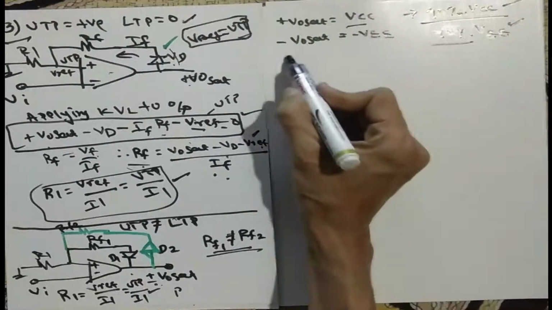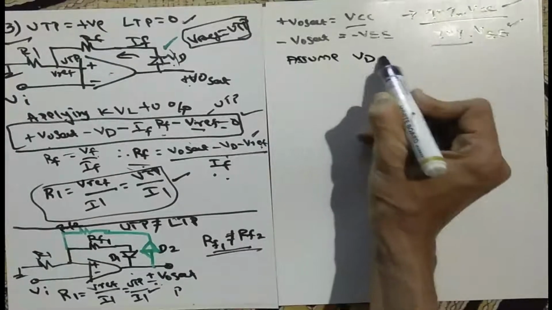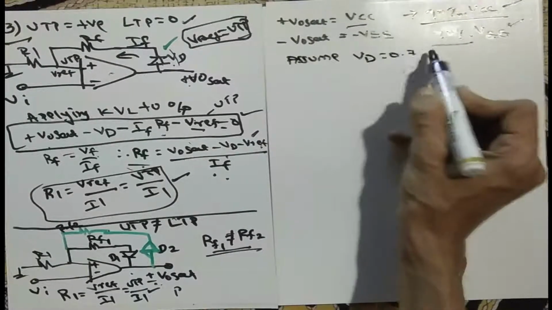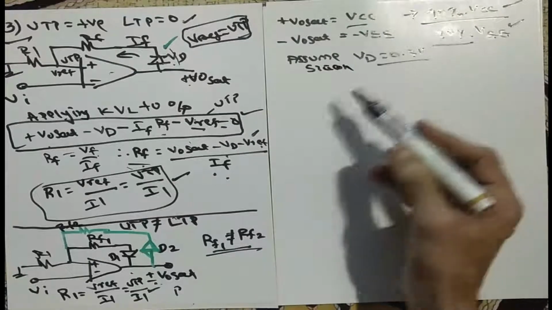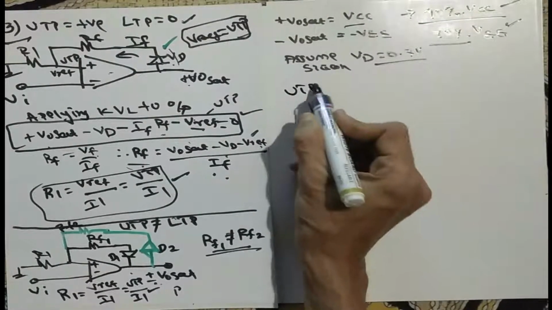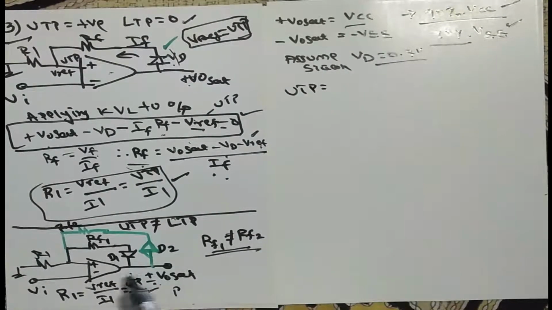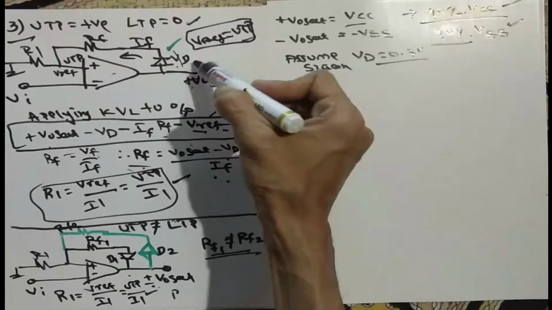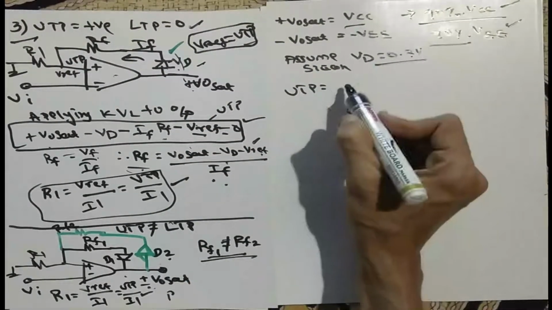I think you people know what the VD value is. I will take VD as 0.7 volt. Assume that we are taking silicon, so we assume that value. From this we can apply the formula. First take UTP. UTP means it is positive, and positive means it goes with the third portion, with the diode in this direction. So it is D2 and RF2. Go with that.